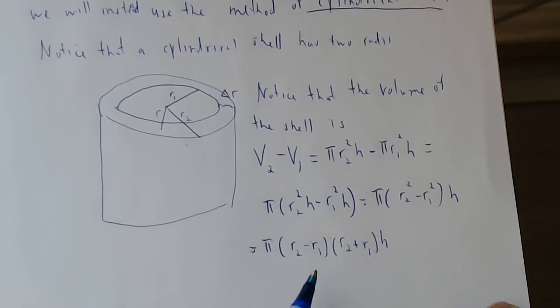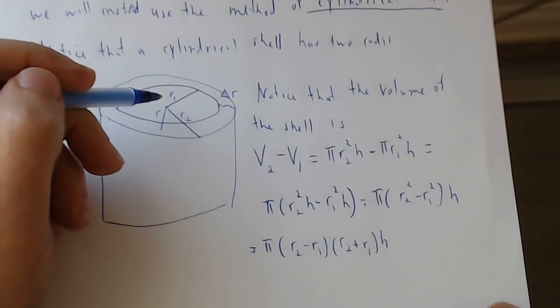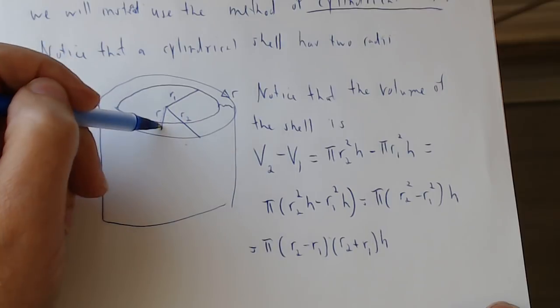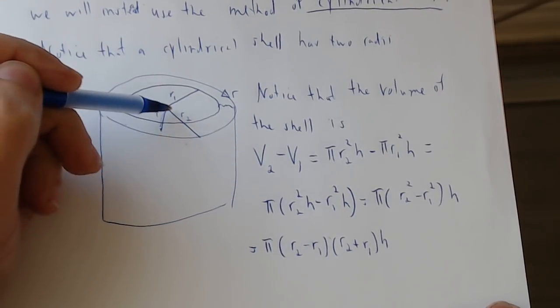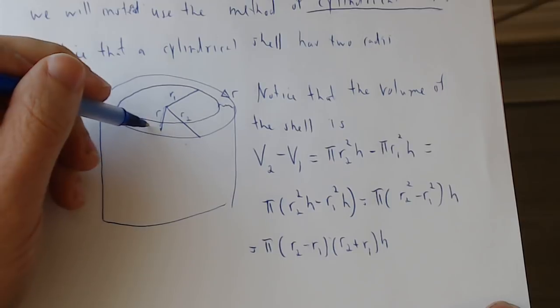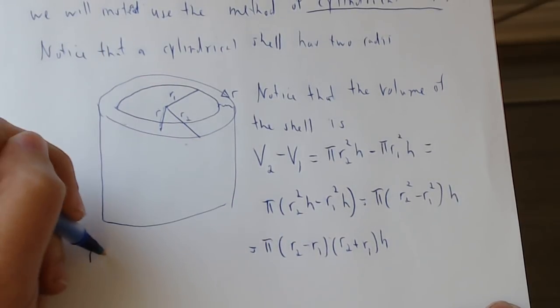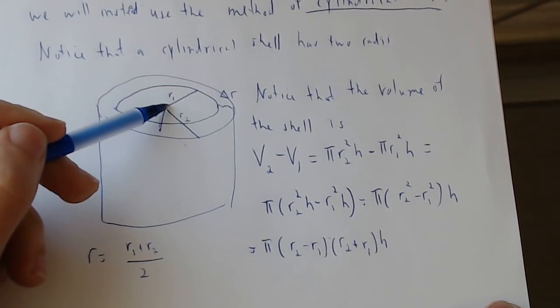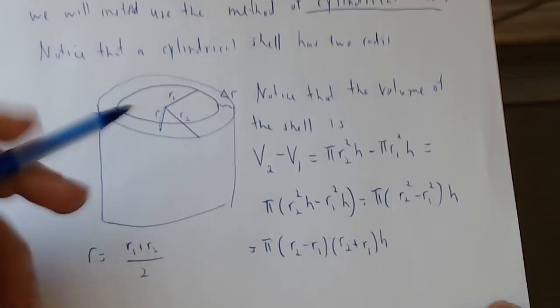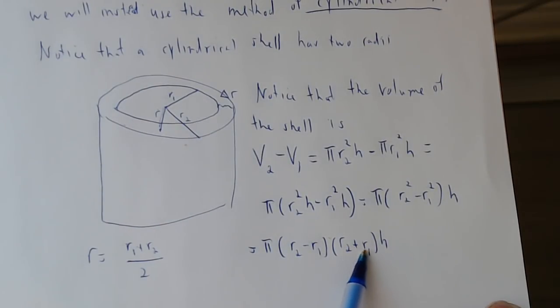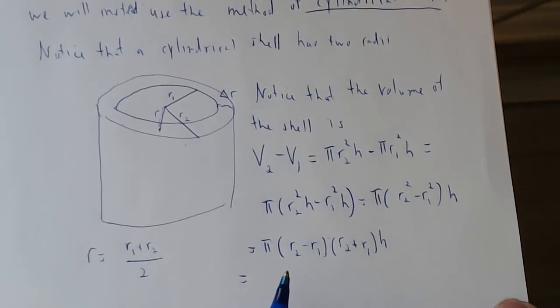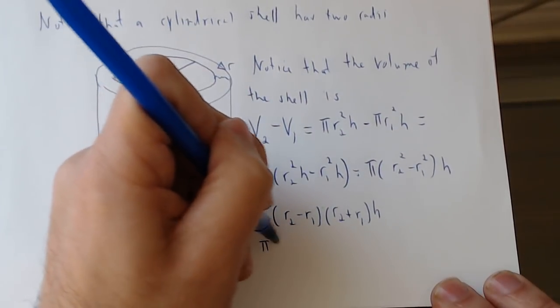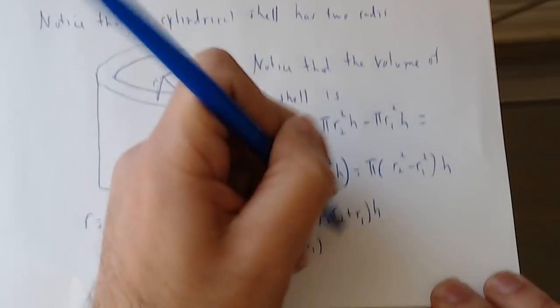Now look at what this is. Let's take a minute here. Coming back to this, R is what? The midpoint between R1 and R2. So R by definition is R1 plus R2 divided by 2, right? Because you take the sum of these two, and then to go midway, you cut it in half. Now look, doesn't this almost look like R? So here's what we could do. We could actually use a trick. We could say, look, this is the same thing as pi times R2 minus R1.